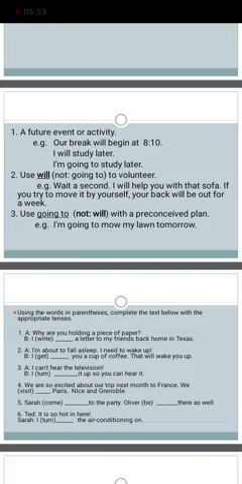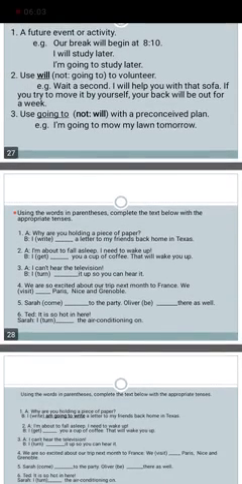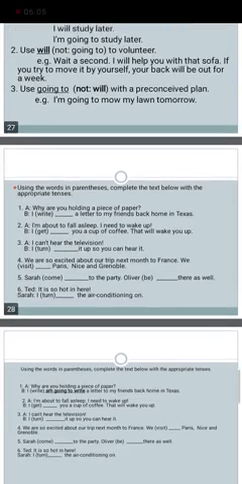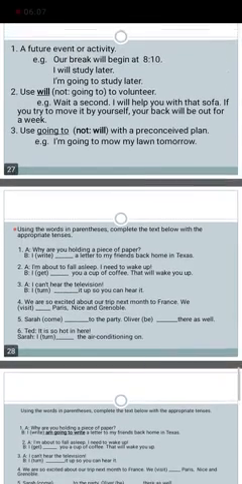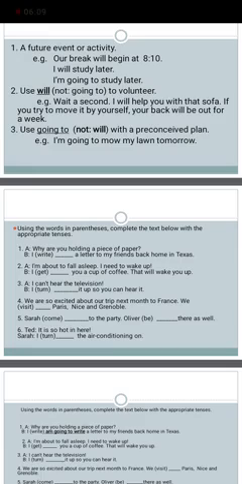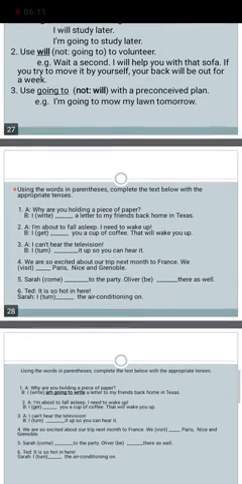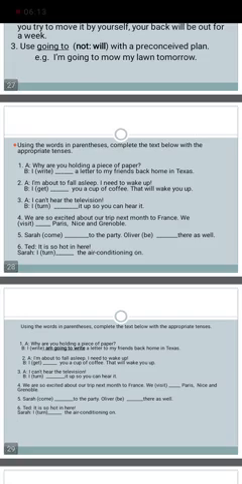Last but not least, use going to. For example, I am going to mow my lawn tomorrow. So there you can either use the will or going to. So that's all about simple present tense, simple past tense, and simple future tense.